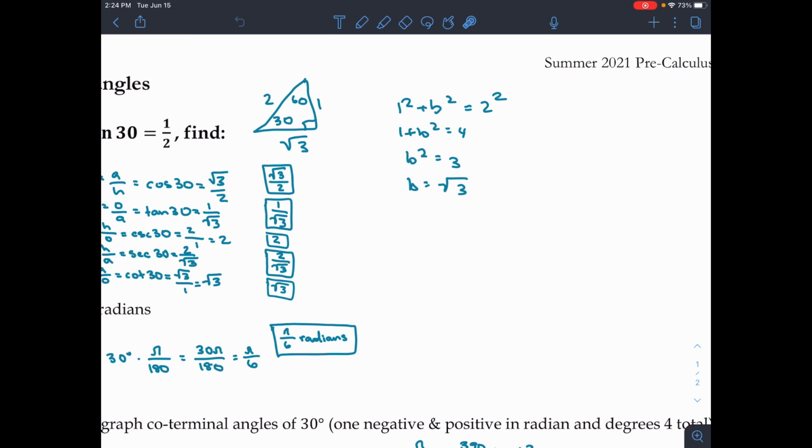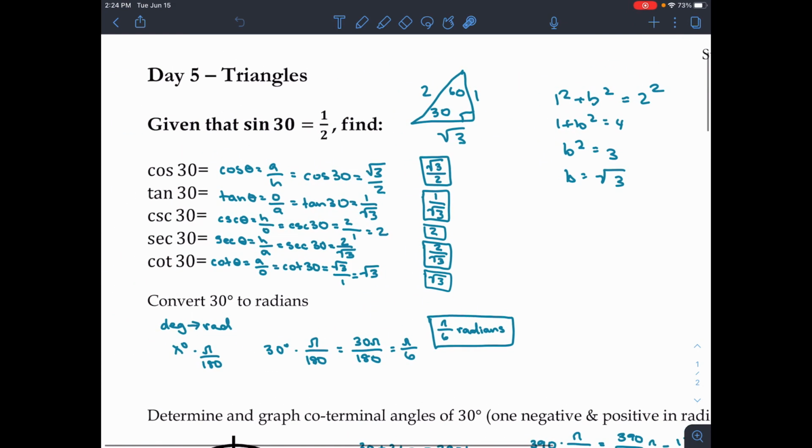I could have also done the 30, 60, 90 rule. The opposite of 30 is x, the opposite of 60 is x root 3, and then the opposite of 90 is 2x. But I still get the same thing. So we know that these are the sides of the triangle. Now we have cosine 30. Cosine is adjacent over hypotenuse. So we go to 30, the adjacent is root 3, the hypotenuse is 2, and we get root 3 over 2 as cosine 30.